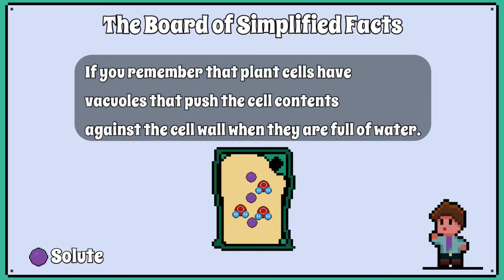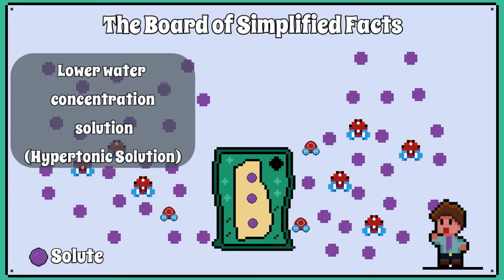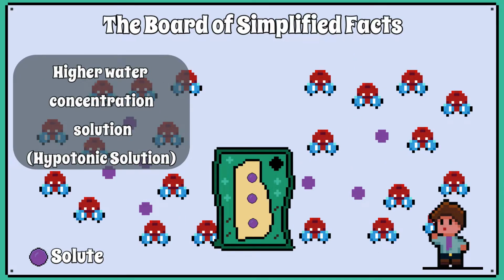If you remember that plant cells have vacuoles that push the cell contents against the cell wall when they are full of water, then if you place a plant cell into water that has a lower water concentration than the inside of the cell, the water will leave the cell via osmosis and cause the vacuole to pull away from the cell wall. The vacuole will refill with water once you place it back into a solution with a higher water concentration than the inside of the cell.